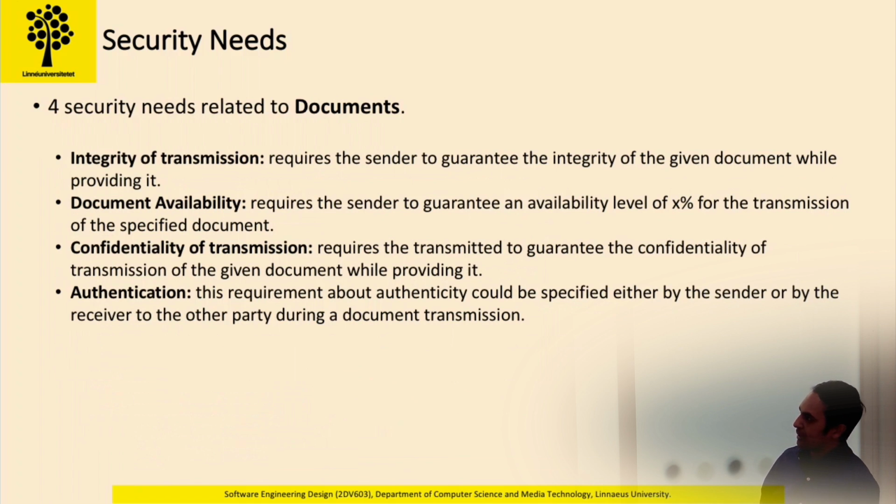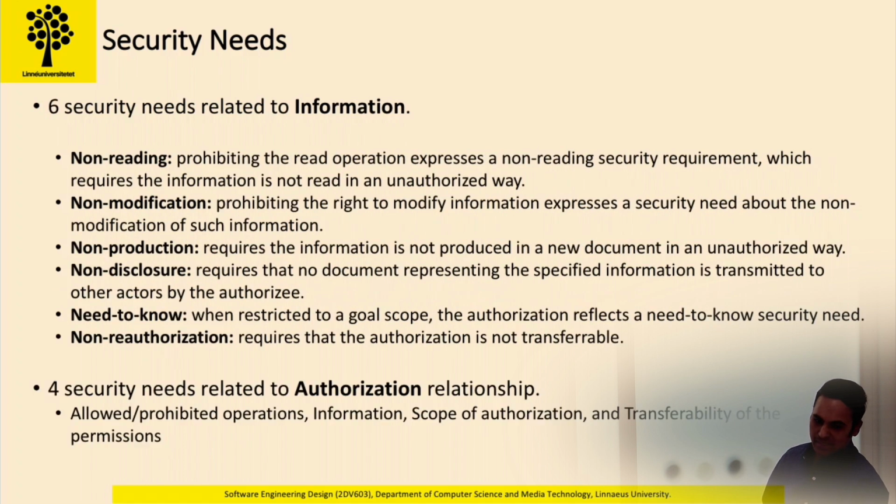And then there are 4 security needs related to documents: confidentiality, authentication, integrity, and availability. There are 6 security needs related to information. The information should not be read by others, for example, non-reading. Information should not be modified by others, for example, non-modification. So there are different types of security needs. And also there are 4 types of authorization relationship security needs. So when I am authorizing someone or delegating a goal to someone, am I authorized to do that?